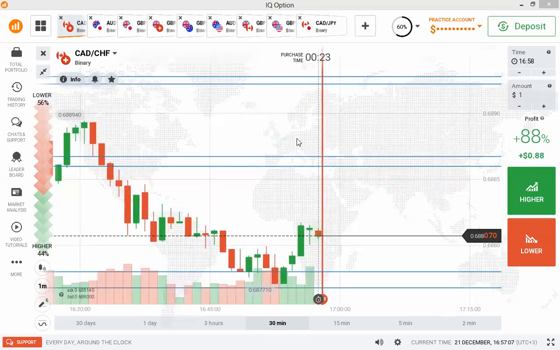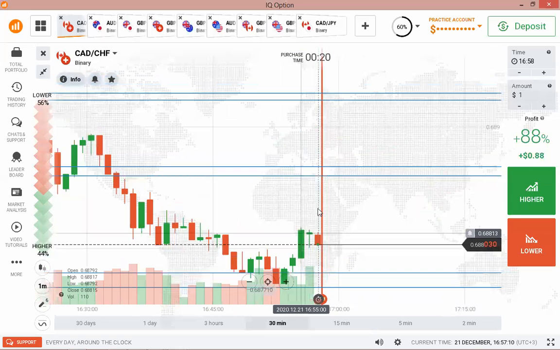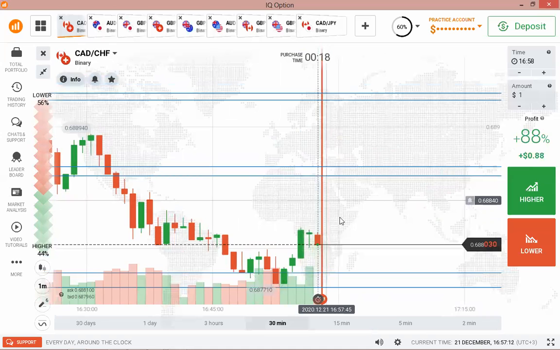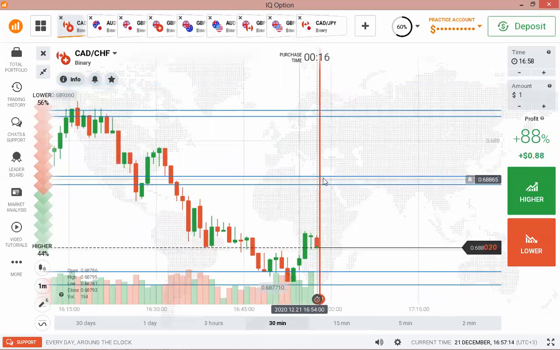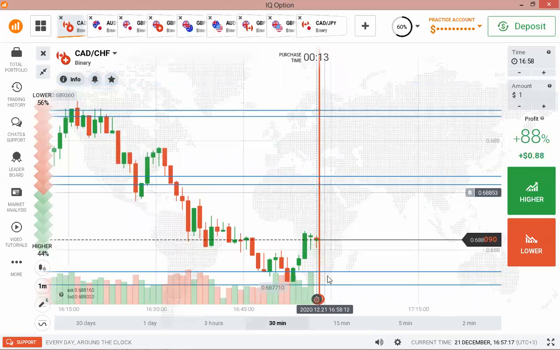So that is how you trade support and resistance. But when the market is now moving up, there's no need to trouble yourself. Wait for the price to reach this level or this, or come back to this level.